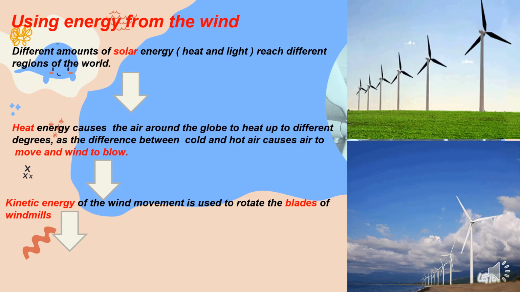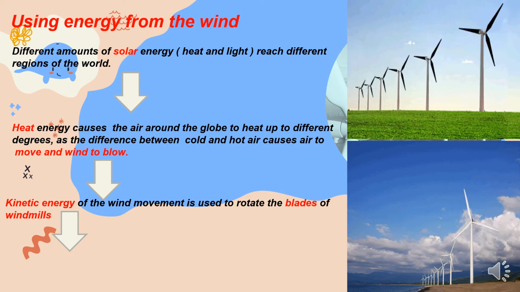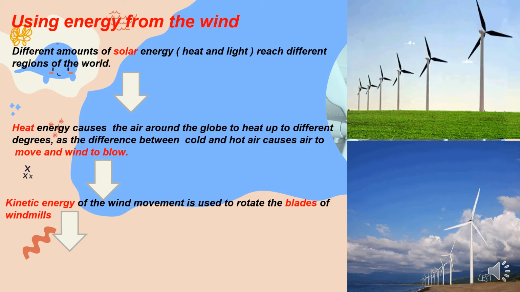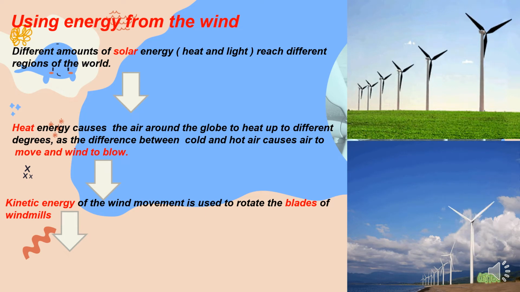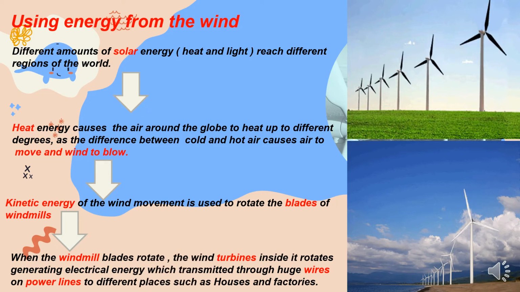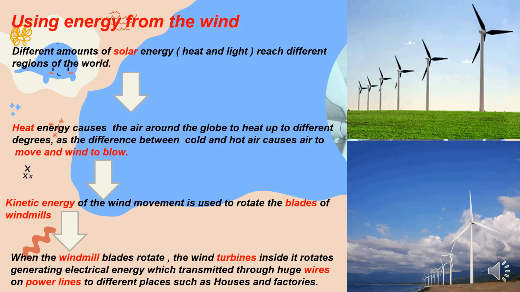And then how can this electric energy reach our home? Excellent, grade 4. It can reach our homes or our offices through huge wires on power lines. Excellent, grade 4.